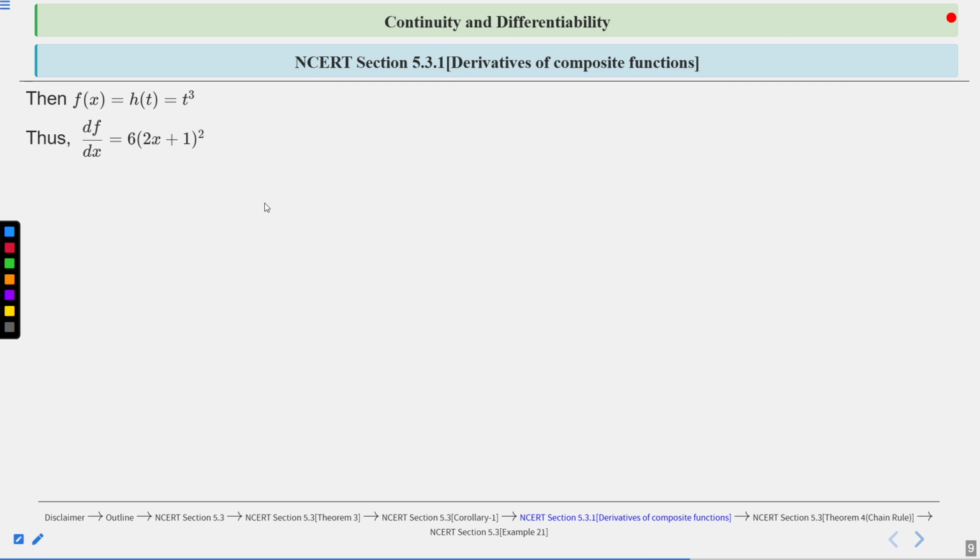Thus df/dx will be equal to 6 times (2x + 1)², so it will be equal to 3 times (2x + 1)² into 2, which is equal to 3t² into 2, which will be equal to dh/dt into dt/dx. Clear? Is it clear to all? Okay, let us move to the next section.